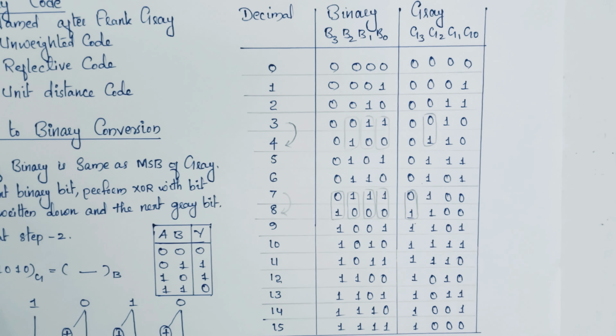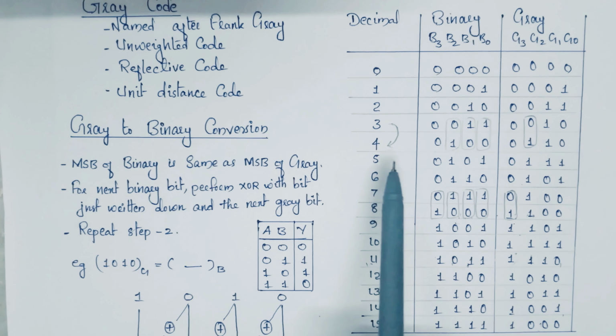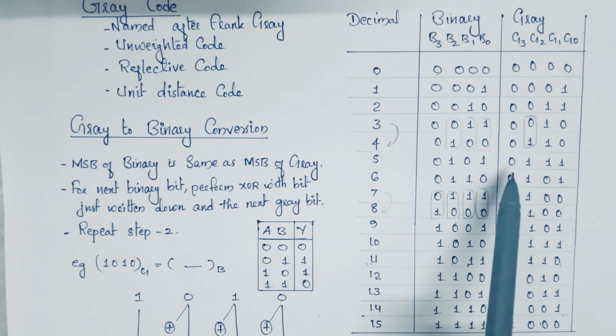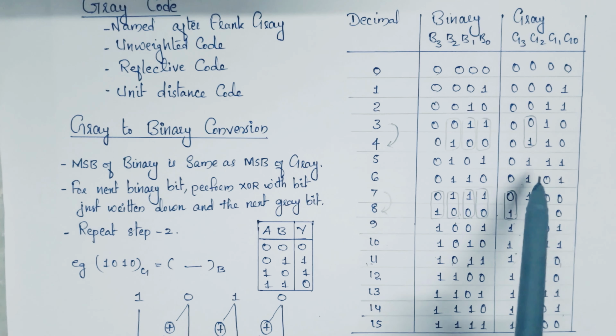This table shows the Gray code representations for the decimal digits 0 to 15. If you want to get the Gray code representation, first we need to convert the decimal digit into the binary representation, and from binary we need to convert into Gray. Binary to Gray and Gray to binary conversions we'll discuss later. Now let us understand the unit distance property of Gray code. In Gray code, if you take any two adjacent codes, they differ only by one bit.